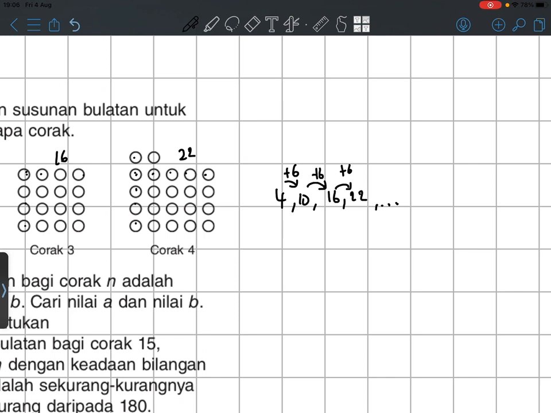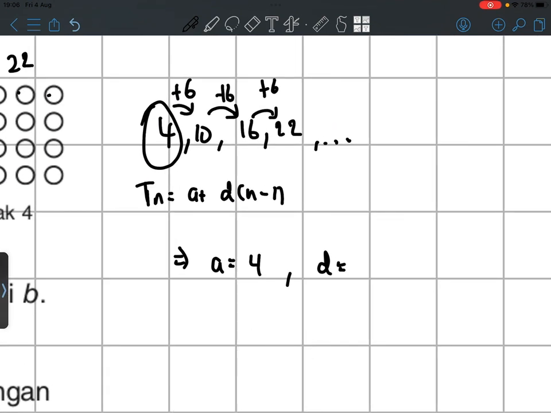Okay, so we can use tn equals a plus (n minus 1) times d. So what is a? a is 4, the first term. And d is the common difference, so we add 6 each time, so it is 6.